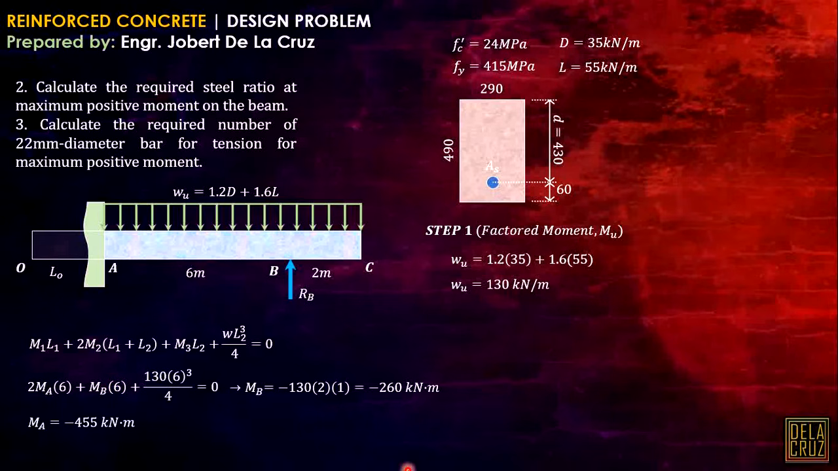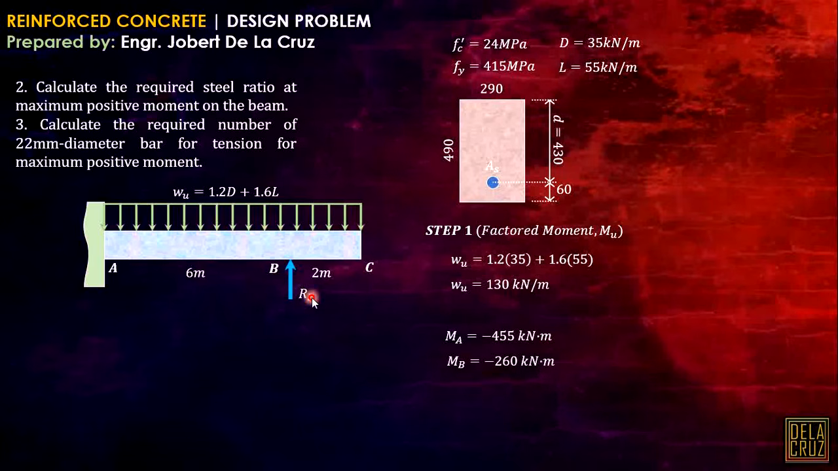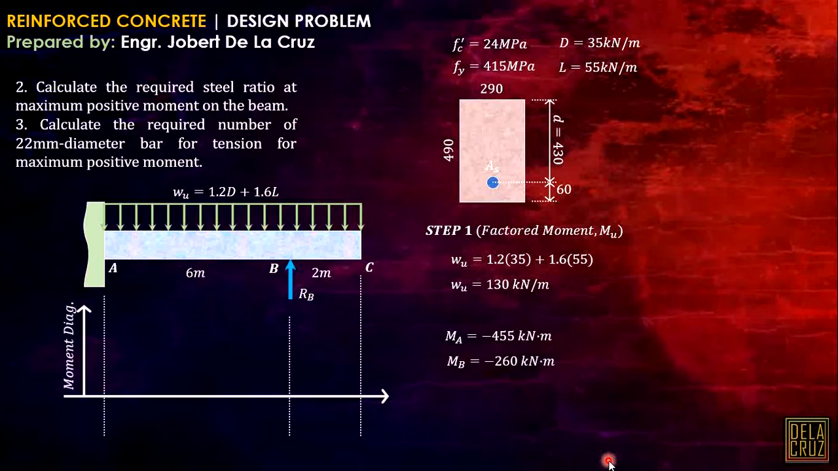Okay, so as you can see, we have the moment at A and the moment at B, but they are both negative. So we will still calculate the positive moment. Okay, so how can we do that? So let's gather our MA and MB. Then I will draw first the moment diagram. That will be the moment diagram as a function of distance.